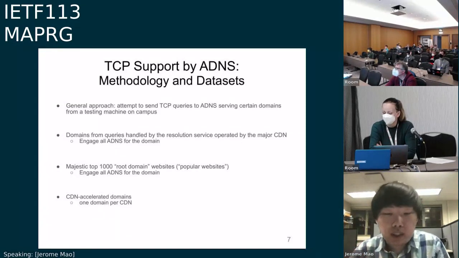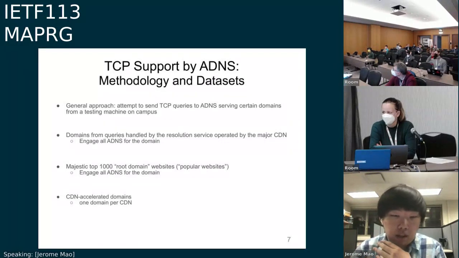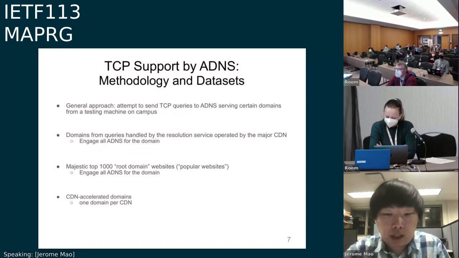And we still have 3 data sets here. The first data set includes the domains from the queries handled by the resolution service operated by the major CDN, and we test all the ADNS listed for each domain. For the second data set, we use the Majestic top 1,000 root domain websites, and we call those popular websites. Still, we test all the ADNS listed for each domain. For the last data set, we have a list of CDN accelerated domains, and we pick one domain per CDN. And we test all the ADNS listed for each domain.